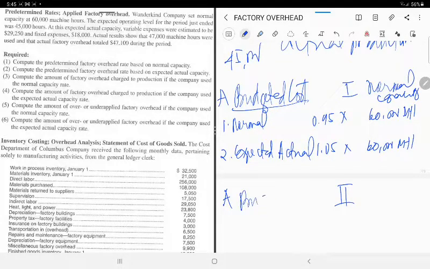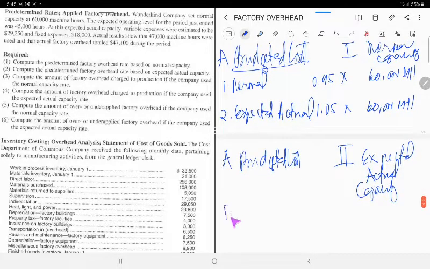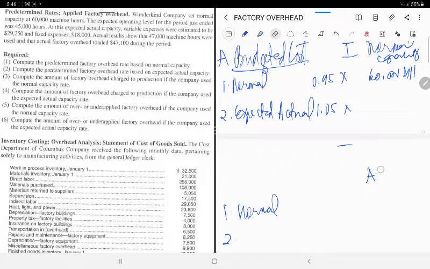Ito tayo sa A2. We're in budgeted cost pa din. And then, ang physical factor mo, expected actual capacity. Anong gagawin nyo? So, 1, 2. Normal. Wait. Namali ako. Burahin na natin to. Yan, wala na yan. Diba? Tapos ito, magiging 45,000. O, yan yung budgeted cost nyo.